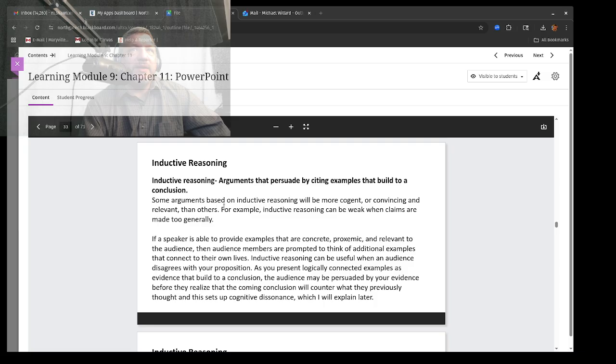When we think about using inductive reasoning, it's more cognizant, it's more convincing and more relevant, and generally pulls in emotion more. Now, you're still using concrete, real things, but you're trying to draw on emotional and inductive reasoning. When you logically present examples as evidence as you build a conclusion, your audience may be persuaded by your evidence before they realize the coming conclusion is even going to get to them.